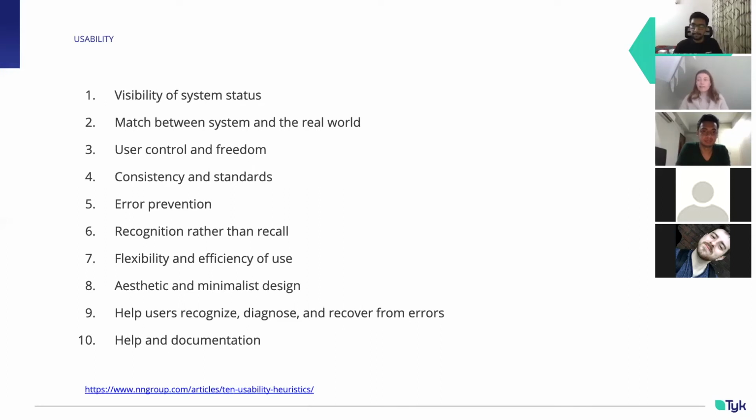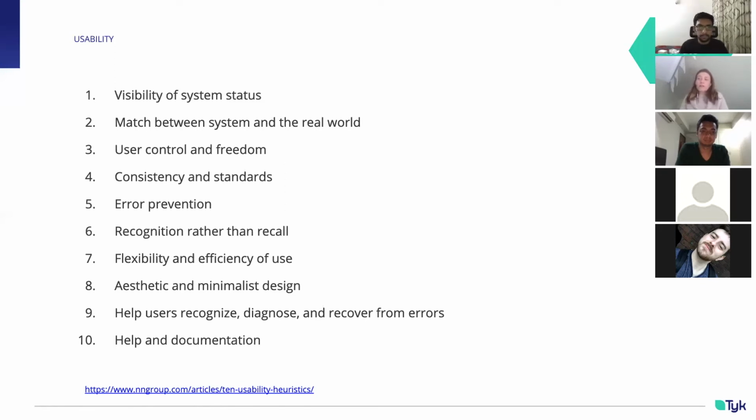Consistency and standards. This is a really important one. If a pattern already exists for something and that pattern can solve something that you're doing in your project, then just follow the pattern, because people don't really like learning new things. People expect things to be a certain way. It goes back to the matching between system and real world. There are standards in the world. They're there for a reason. We shouldn't go against them just for the sake of it, unless you really think that it's going to enhance that person's experience and that something you've come up with is way better. Then it's better to just stick with standards in some situations.